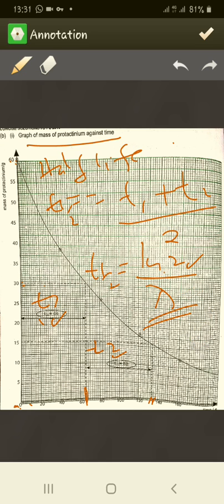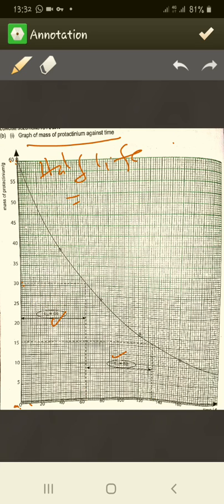Then when you get lambda, you can be able to answer any other question. Then you can be able to use this expression, 2.303 log N out of N naught equal to negative lambda t, to answer the questions that follow, because they may be asking you about the time or the mass. There you can use that expression and you'll get the answer. So that is the correction for that part. Please go through it and get the answer for half-life and the radioactive constant.